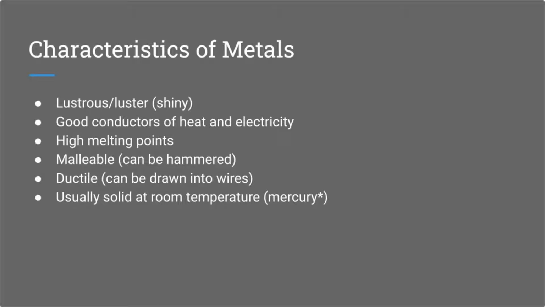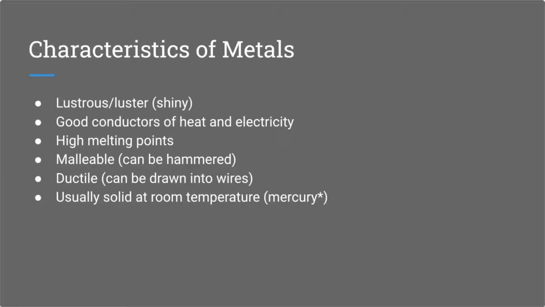They have high melting points. So think of what you use to cook with. All those pots and pans in your kitchen are probably made out of some metal, most likely either iron or copper. And that's because it takes a lot of heat to melt metal. So you would not want to cook with something that melts very easily.